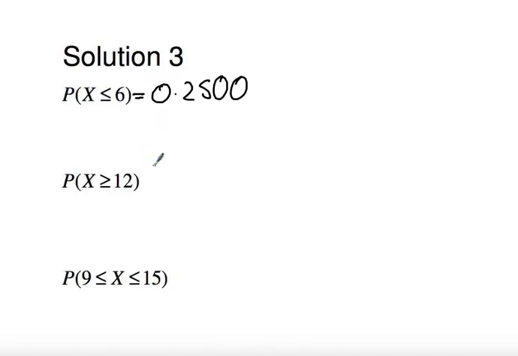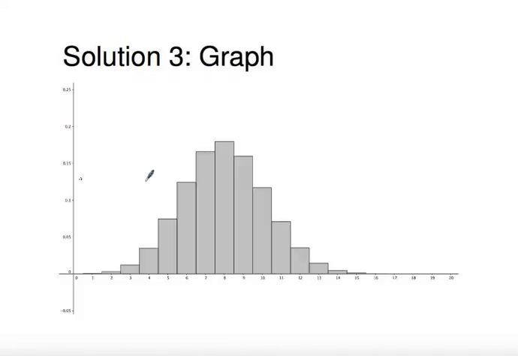Now the rest of these questions require a little bit more work. Probability x is greater than or equal to 12. Well, let's have a look at the binomial distribution graph at the moment. I'm going to use a green pen. So what I'm saying is I want probability x is greater than or equal to 12, so I'm looking at this section of the probability here.